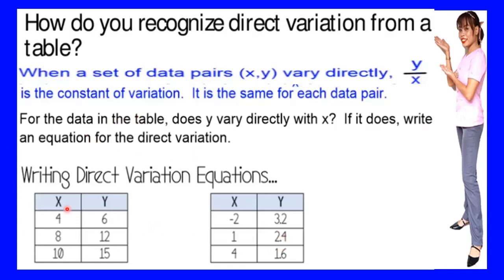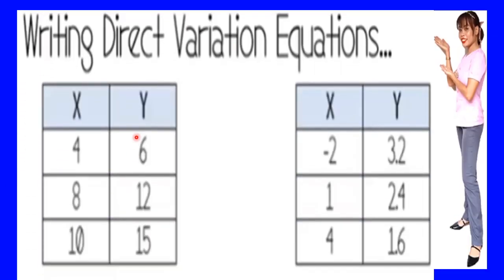Now let us try first the first table. If it's a direct variation, we will write its equation. So we only have simple division, y divided by x. We will try the first pair. 6 divided by 4, reduced to lowest terms, we have 3 halves, or 1.5. We will try the second pair. 12 divided by 8, or 3 halves. They are the same. For the third pair, 15 divided by 10, reduced to lowest terms, we have 3 halves.